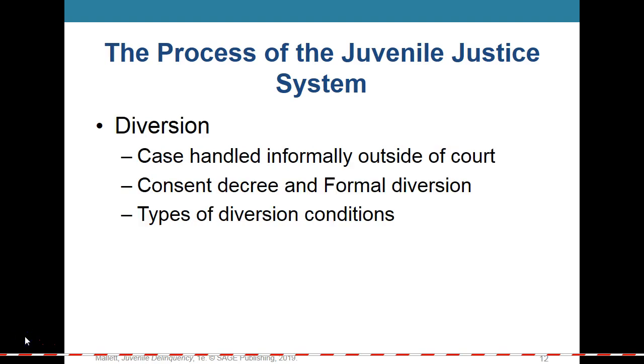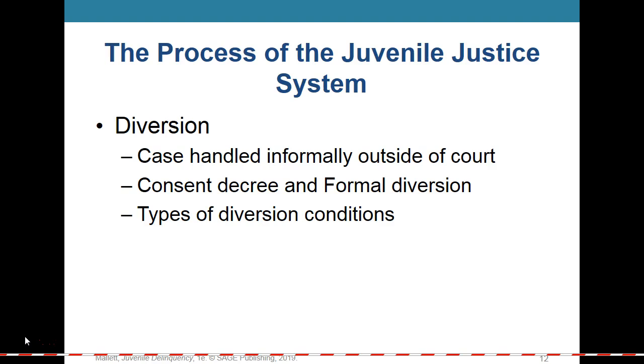Diversion is a process that we see frequently used in the juvenile justice system, and this occurs when a case is handled informally outside of the juvenile courts. It can occur at any stage of the juvenile justice system, from apprehension to post-adjudication. Diversion to an alternative program and service could minimize the negative consequences on a juvenile, and diversion is less costly and reduces the burden on the juvenile courts.